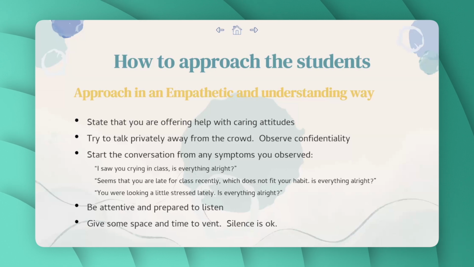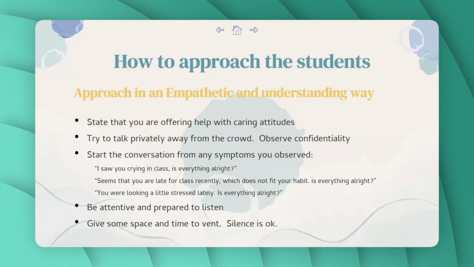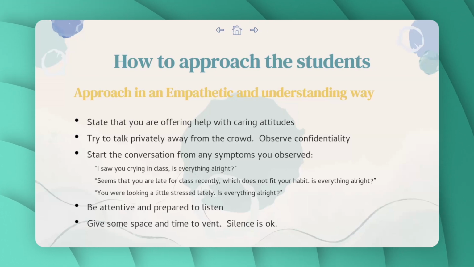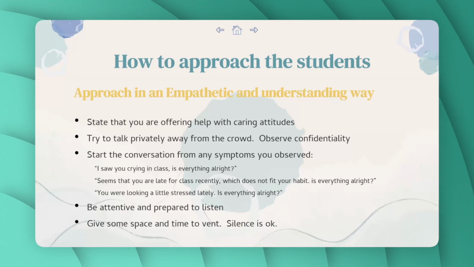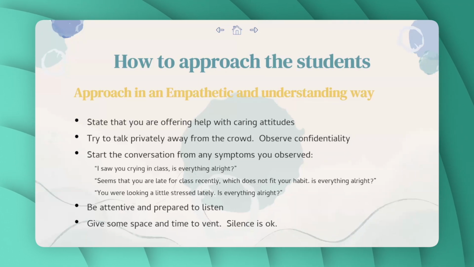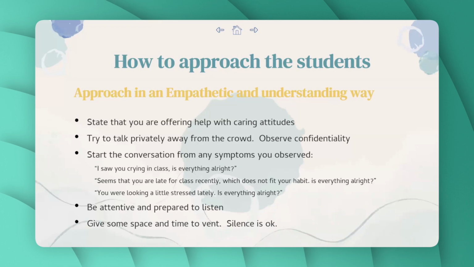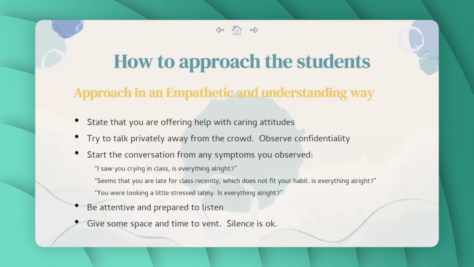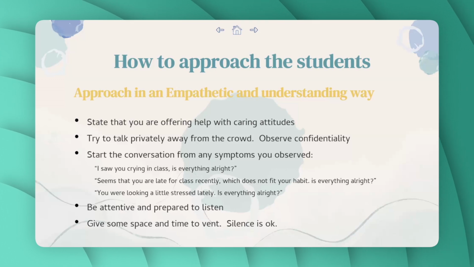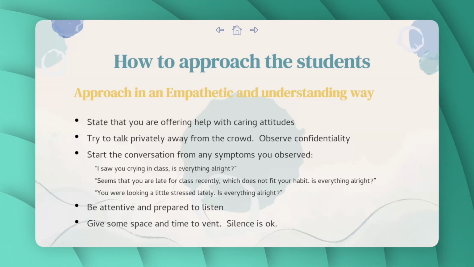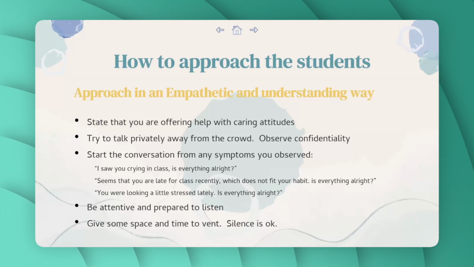And how to start the conversation. We just went through all the signs, right? So you can start off talking from the signs that you observe, for example, I've seen you crying in the class. Is everything all right? Just to start with. Or you can say, oh, you are looking a little bit stressed recently, or you're looking a bit upset. I saw you not communicating with your group mates. Is there something wrong? Okay, just start with something that you observe.